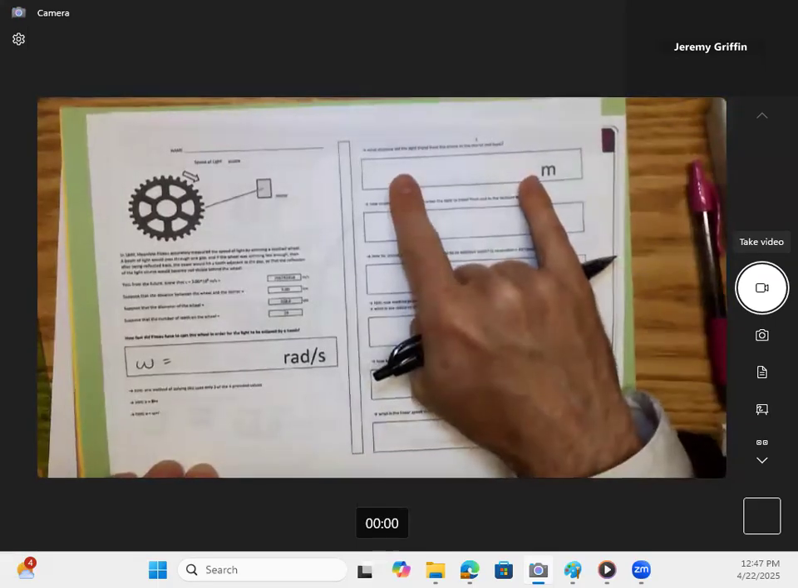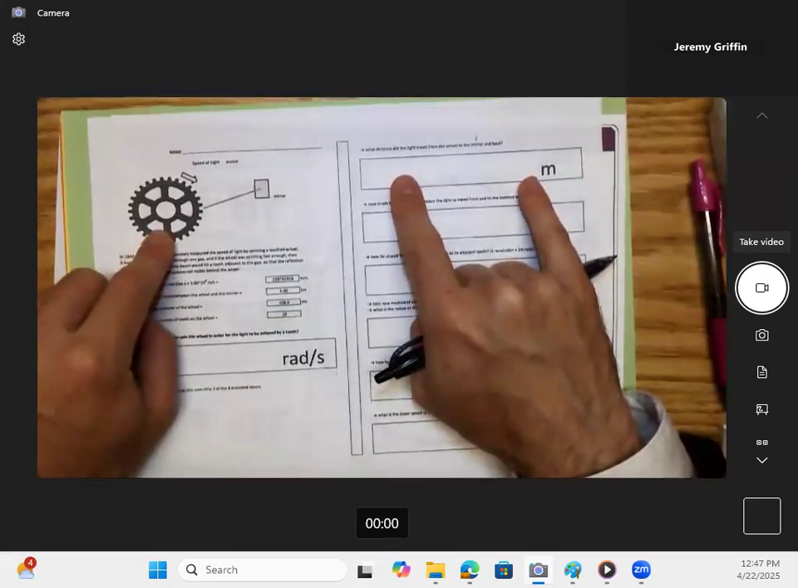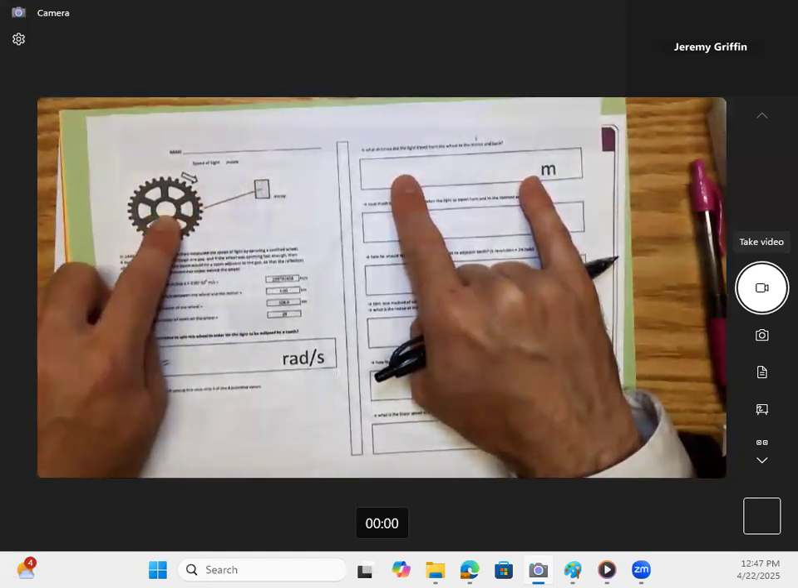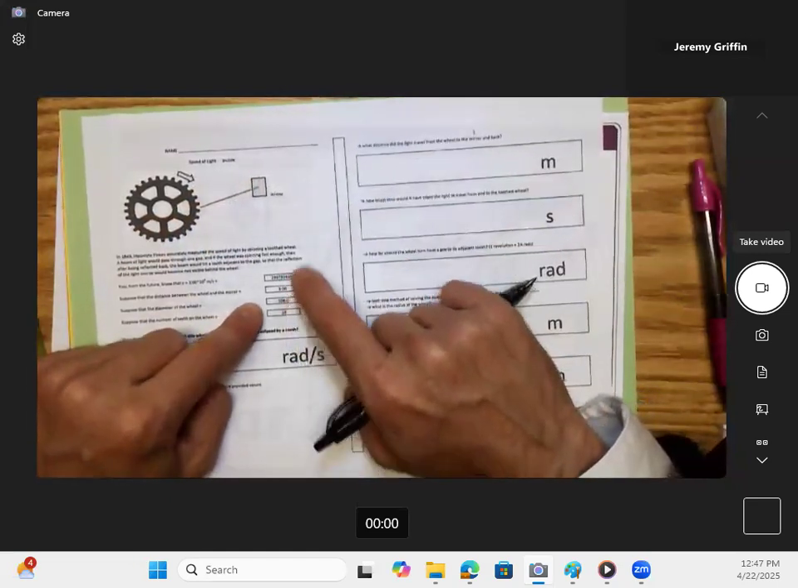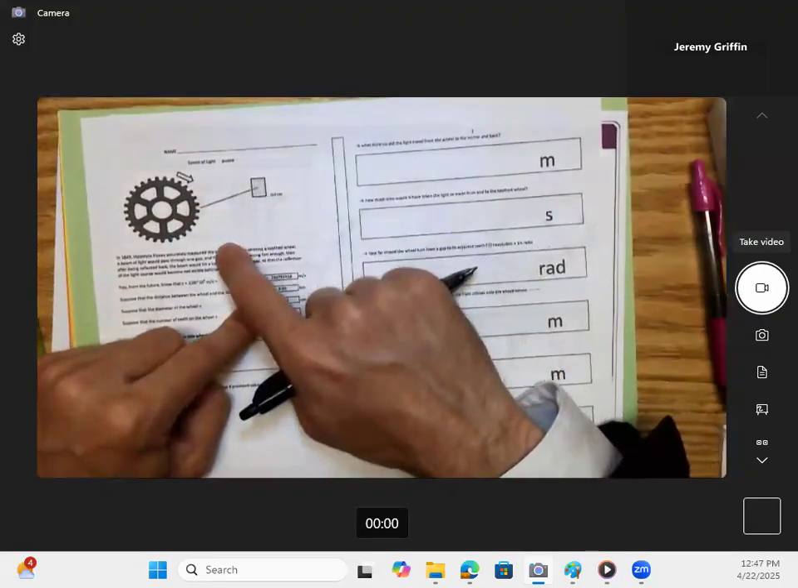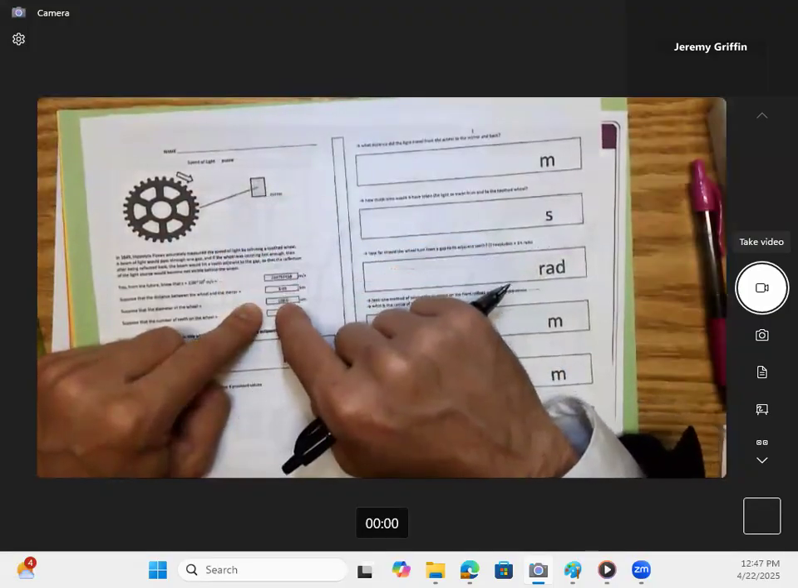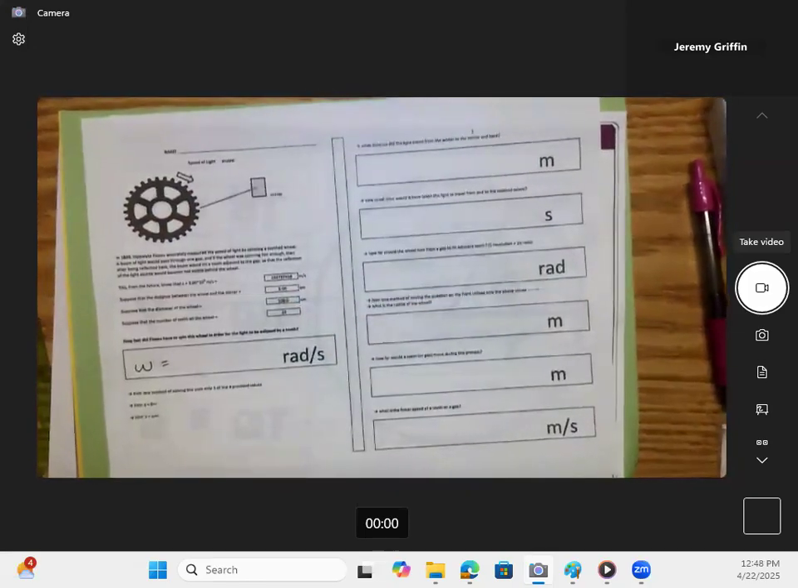So what distance does light travel from the wheel to the mirror and back? Remember, I gave you guys the gap distance, because if you go there and back, what do you have to do with the gap distance? Yeah, you have to double it, right? Because it's there and back.